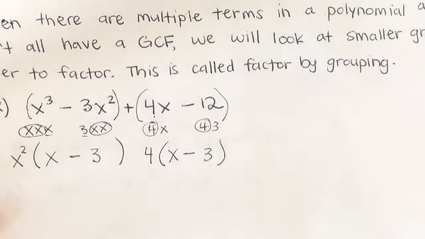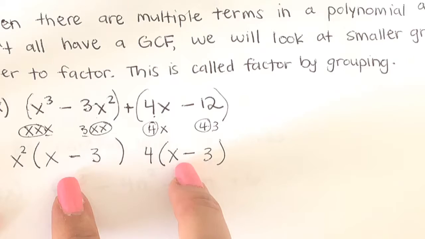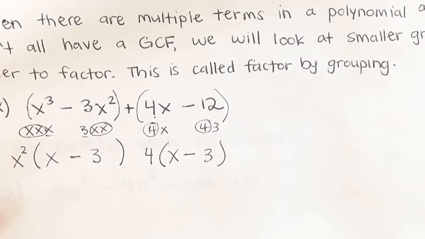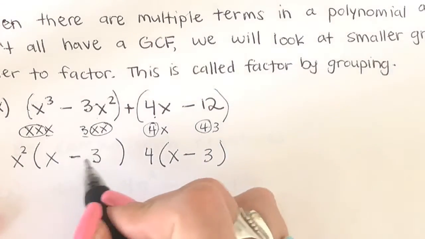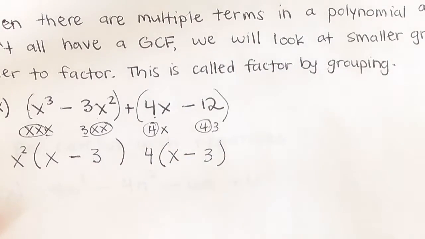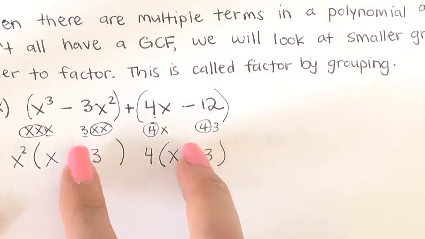And if you look at the insides, they should match. I have an x minus 3 and an x minus 3. If they match, that means I did it right. If they don't match, I did something wrong and I need to go back and fix it. So once we get both groups factored and I see the insides match on both parts, we're now going to factor out the matching piece.